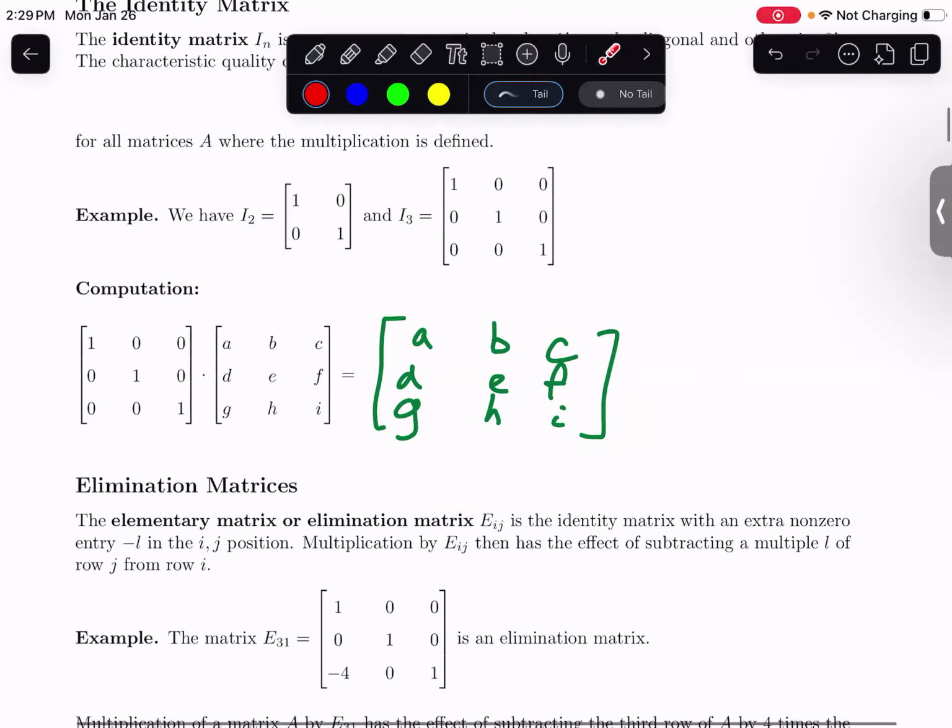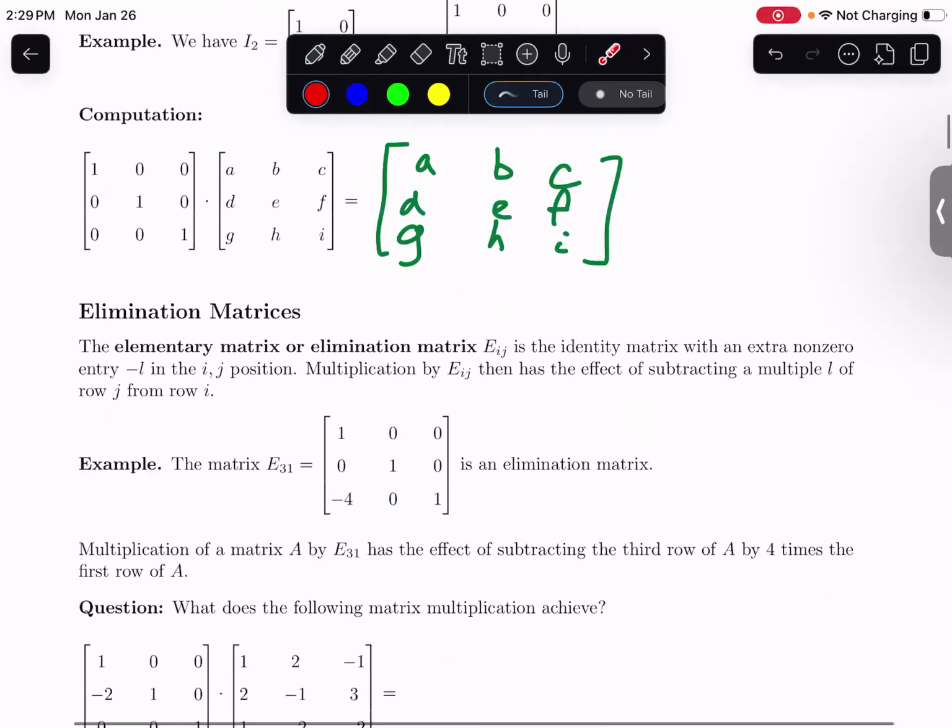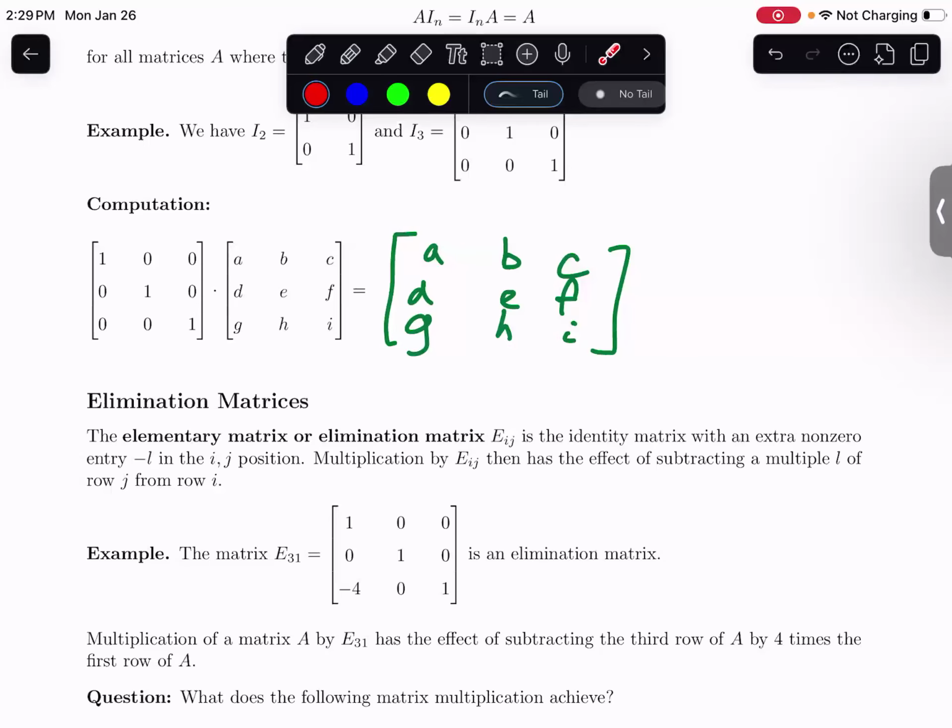So the identity is going to show up throughout this class. It's usually what you're working towards in terms of your matrix row reductions, as we'll see in the future. We'll have a lot more to say about it later. Just know that it preserves your matrix through multiplication. That's the important part right now.